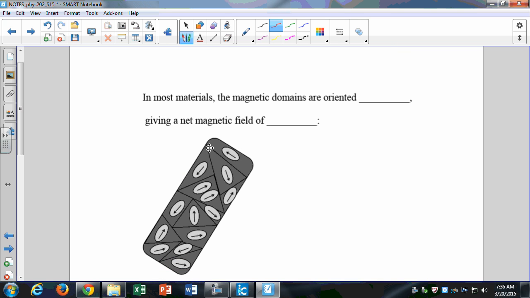And in most materials, the magnetic domains are oriented randomly, like in this one, and that gives us a net magnetic field of 0. So we have these magnetic domains in this material, and each one represents a group of electrons with all their magnetic fields in the same direction, but these are all added up randomly, so it gives us a magnetic field of 0. My magnetic field here equals 0.